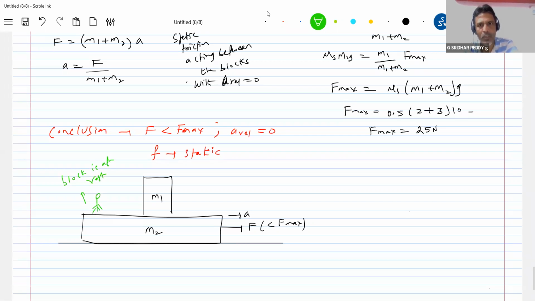Then he will put a pseudo force in what direction? Towards left. Why pseudo force? Because what is the state of the block? The plank is accelerating because of the applied force, and as it is less than F max, no slipping. So what is this person? He'll be shocked, no? He'll be under shock. Why is it a shock? He says that M1 has a pseudo force acting, but still it is at rest.